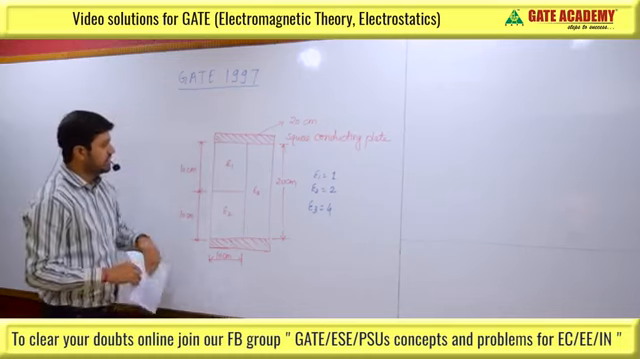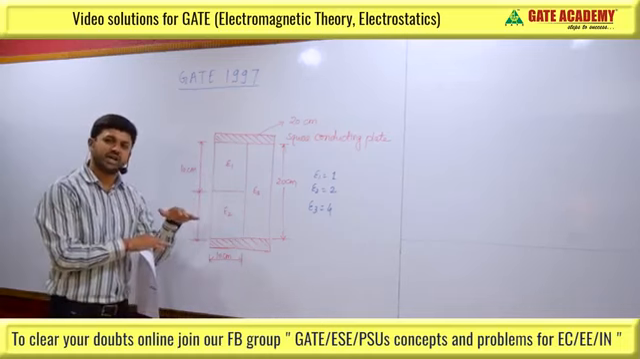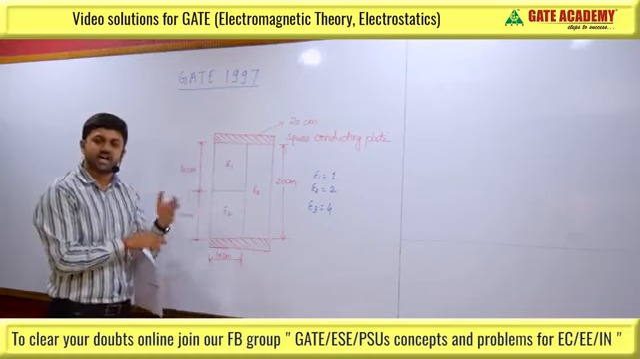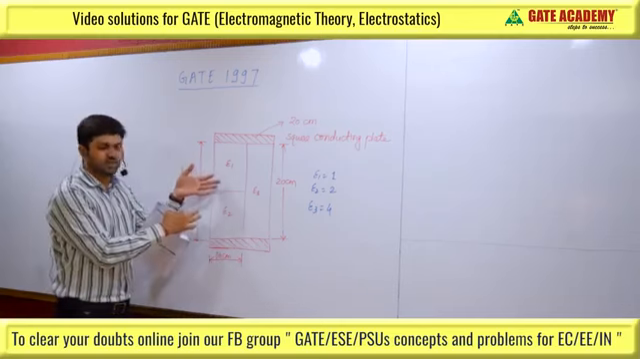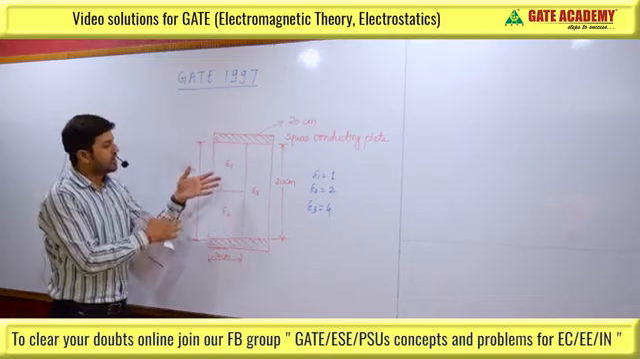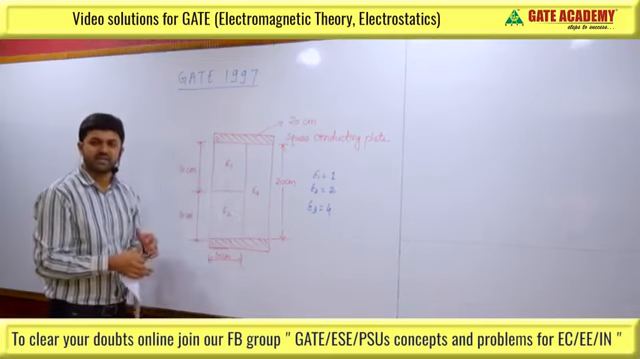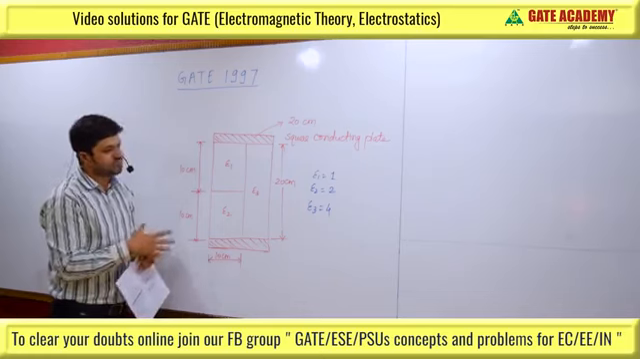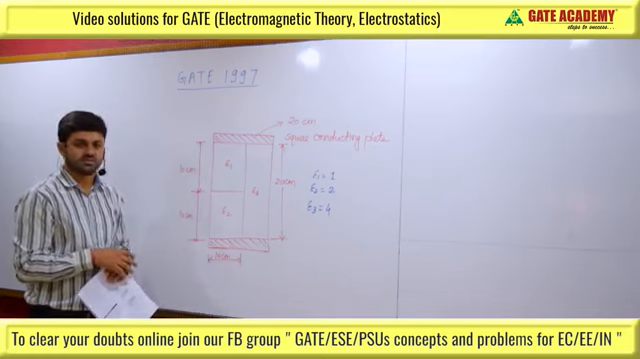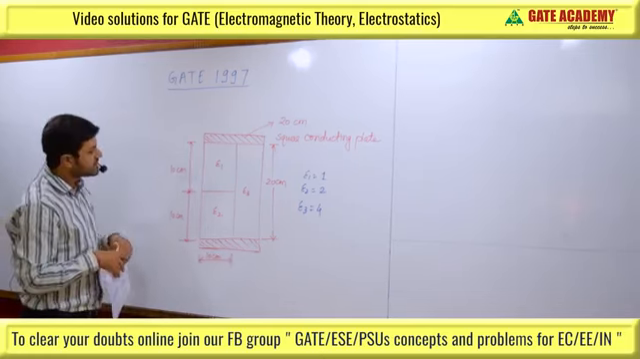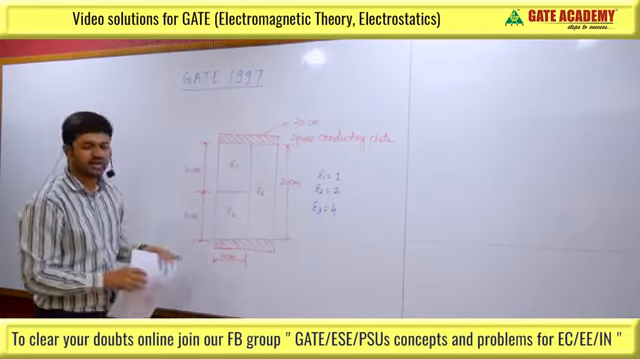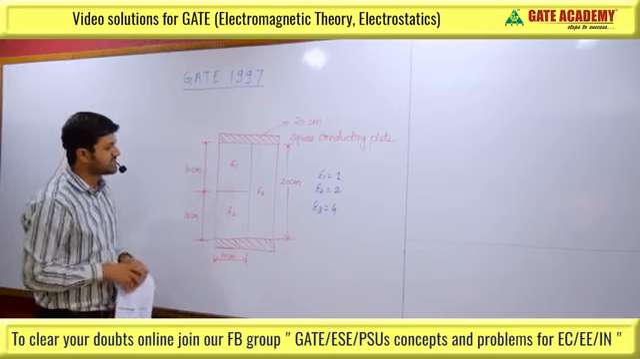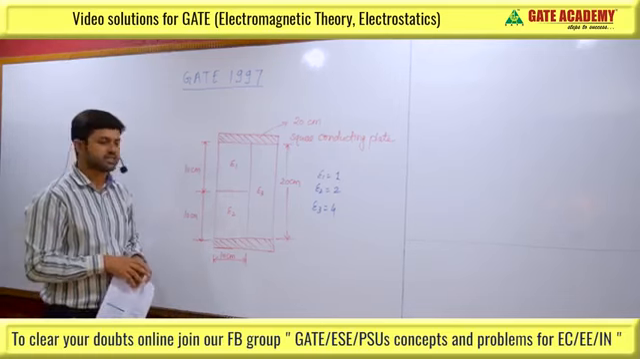Now, because there are two conducting plates and it will have some charge, and if they are separated by some distance, whether there is free space or air or some dielectric constant, it will form a capacitive medium. So here we have two square plates separated by some distance, and that's why it will form a capacitive medium.